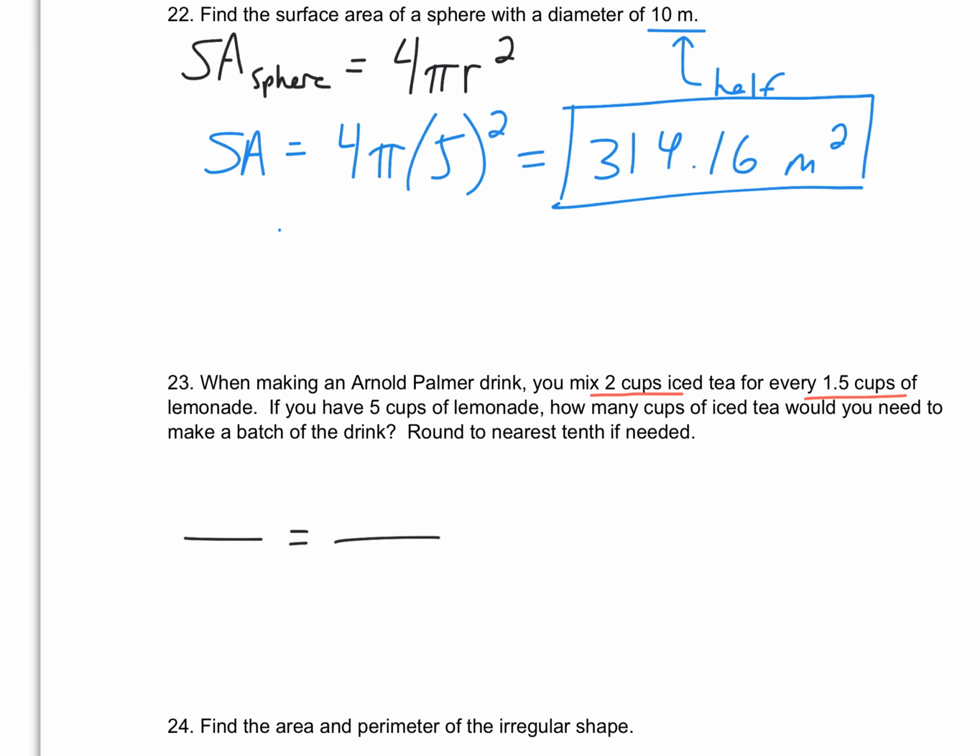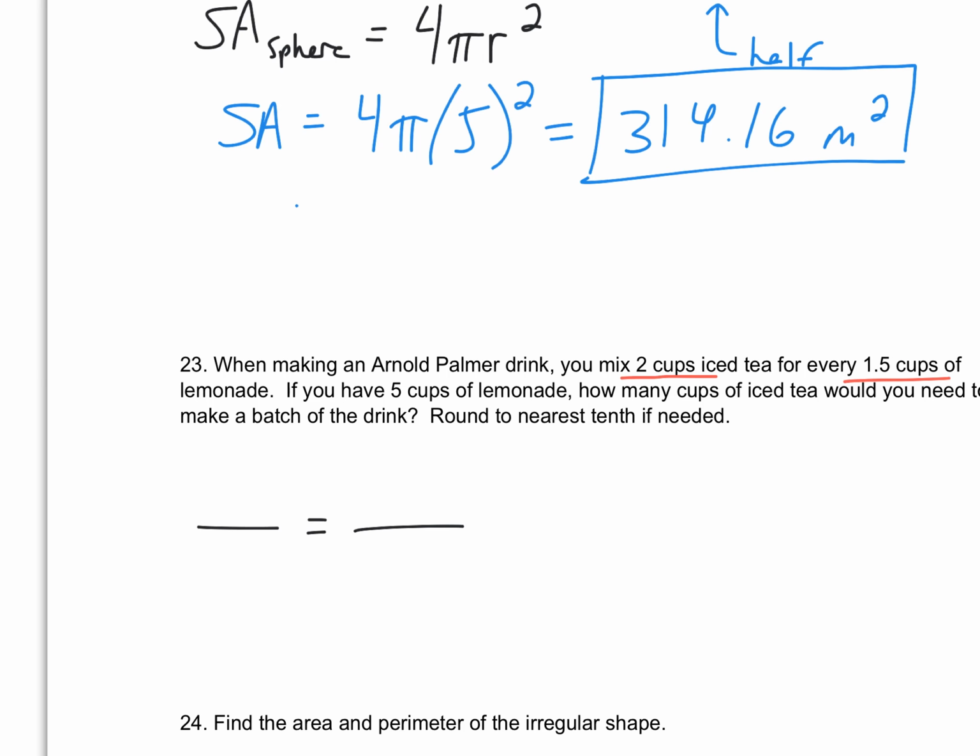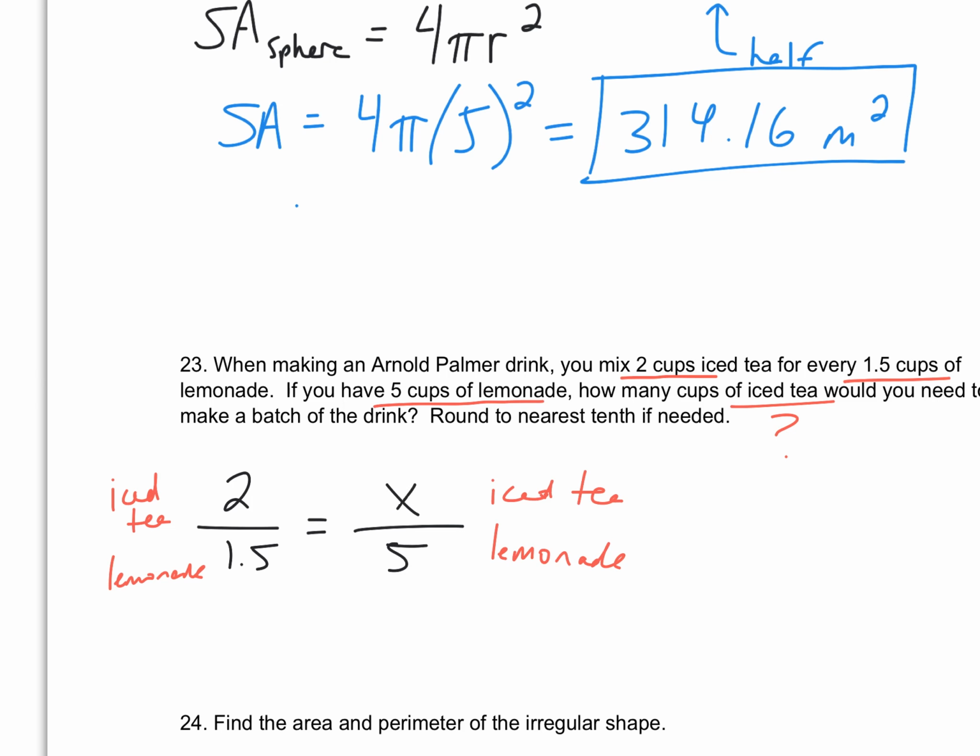And I'm going to go ahead and put, for this 2 cups of iced tea per every 1.5 cups of lemonade, I'm going to put the iced tea on top and the lemonade on the bottom. So 2 iced tea, 1.5 lemonade. That means on this side I better do the same. And then one of these will be a variable. So in the next set I have 5 cups of lemonade, and then it asks how many cups iced tea. So I assume the iced tea is going to be a variable here, which means the 5 cups of lemonade on the bottom, x on the top.